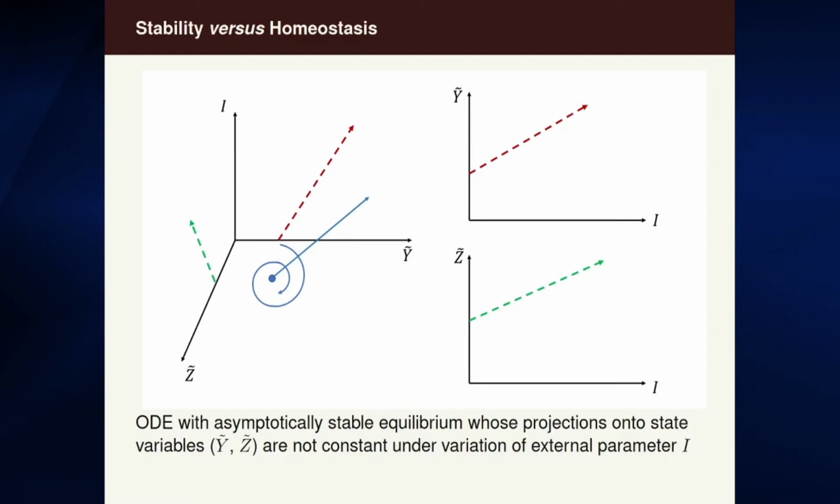So here's an example showing that stability does not imply homeostasis. On the left we have a diagram of a differential equation with a stable equilibrium. When you vary a parameter, this equilibrium moves in this space, and the trajectory of the equilibrium is given by this blue line. If we want to look at input-output functions defined by some of these variables, you just have to project this onto the plane generated by the variable and the parameter. So if you look here on the right, you see that these two associated input-output functions are increasing functions, and so they do not exhibit homeostasis, even though we started with an asymptotically stable equilibrium.